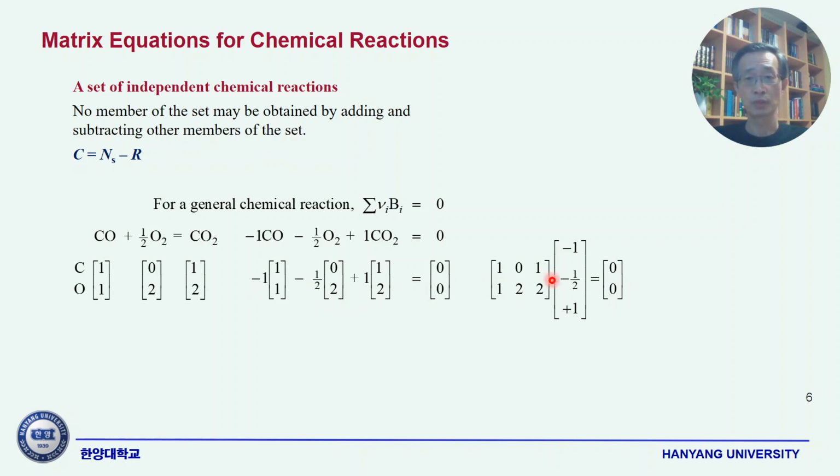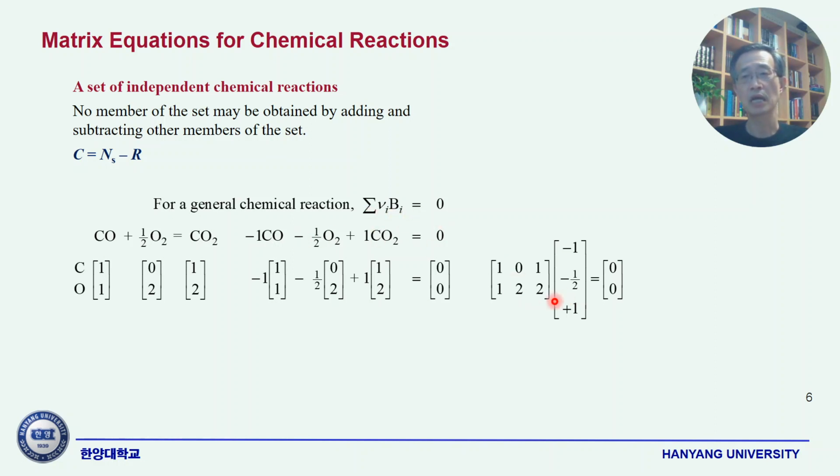So when you do this matrix multiplication, 1 times minus 1, 0, 1 times plus 1, so minus 1 plus 1 is 0. If you multiply this matrix by this column vector, you will get this 0 vector. So this is one way to represent the chemical equation.